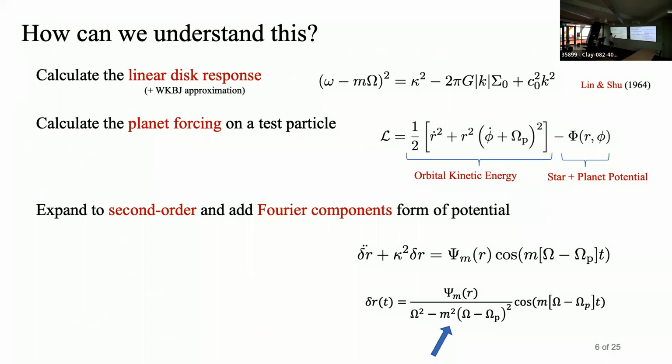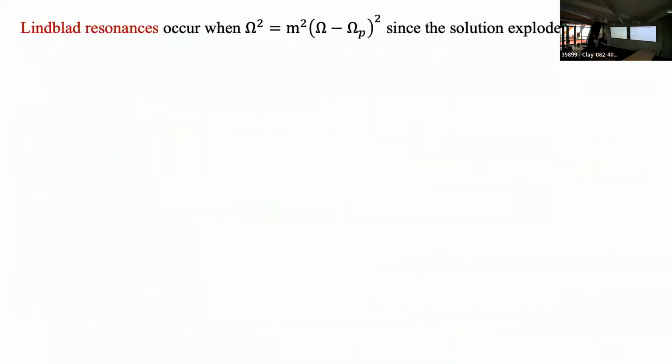If you solve this, it's very simple, it's just a harmonic oscillator. You end up with this term on the bottom that actually can go to 0. If that goes to 0, then the perturbation basically explodes. This is the condition for a resonance in the disk. For each mode, it's the location in the disk which is most effectively excited by that Fourier component. These are called Lindblad resonances.